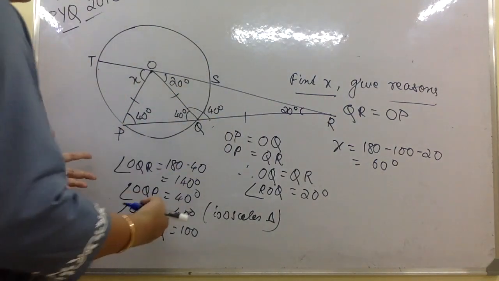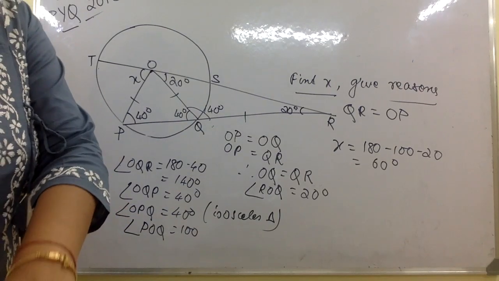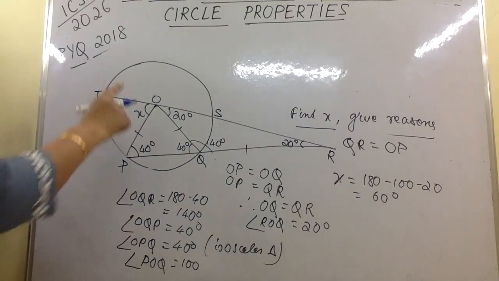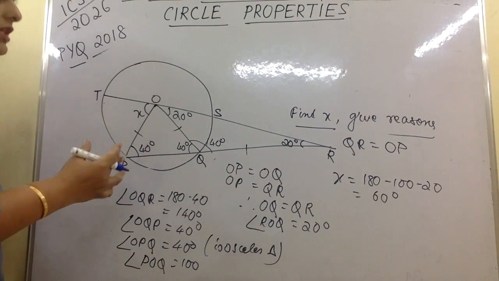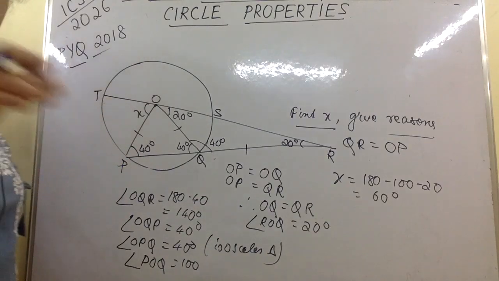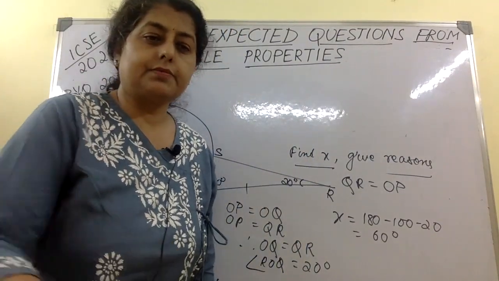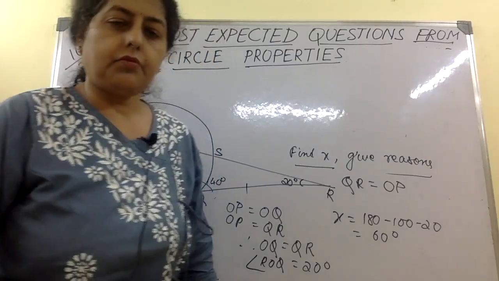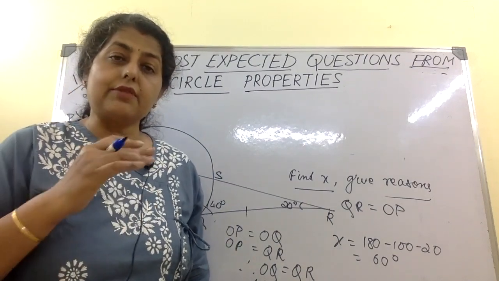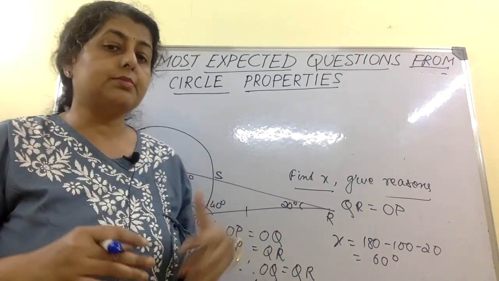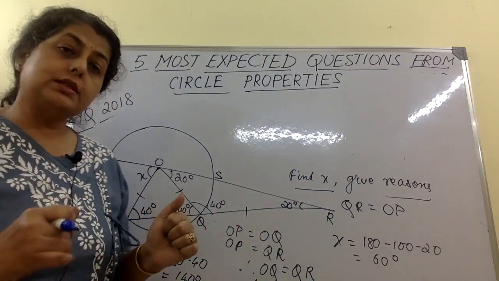Maybe this can be done by other methods, but this is one method I found very suitable, so I did it. This was a PYQ 2018, also from R.S. Agarwal. These sums I am doing from R.S. Agarwal chapter 18, circle properties. So these were a few of the most expected questions, and I felt these concepts are a little important, especially this one, where they have used the radius like that.